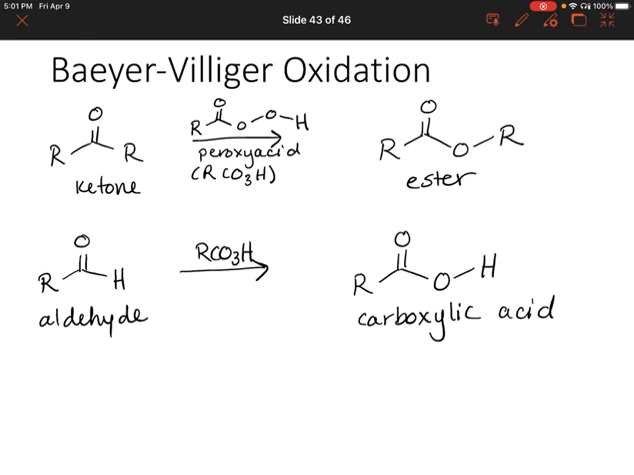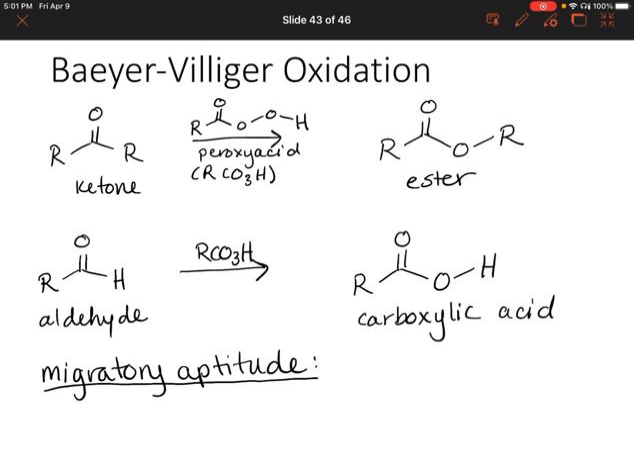Well, this is due to the mechanism that we're going to go through on the next slide. But this is called a migration rate or migratory aptitude. And we'll see what that means in a second. But essentially, we have kind of a ranking of where our oxygen will end up. So if you do have a hydrogen atom next to your carbonyl carbon, the oxygen is going to preferentially add there.